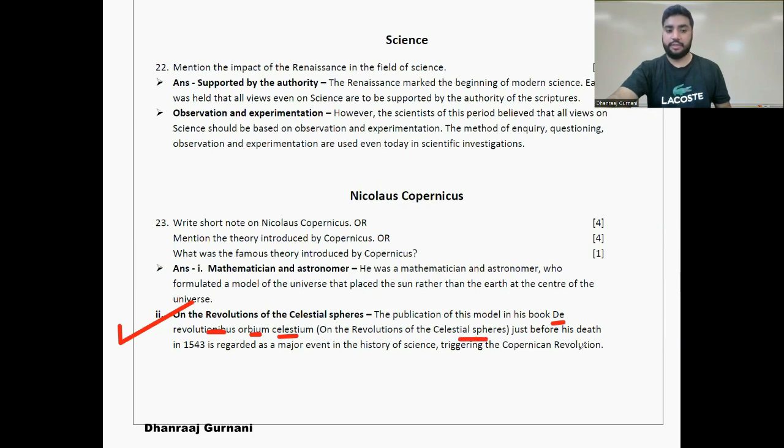Just before his death in 1543, when the book was published, is regarded as a major event in the history of science. And this publicly putting down that the sun is the center of the universe triggered a Copernican revolution. Very important, once again, his book on the revolutions of the celestial spheres, De Revolutionibus Orbium Coelestium.